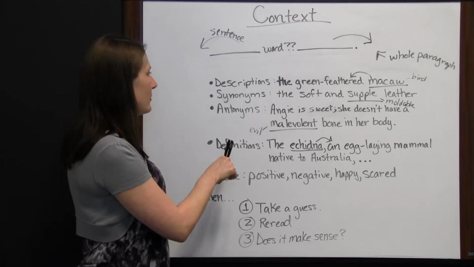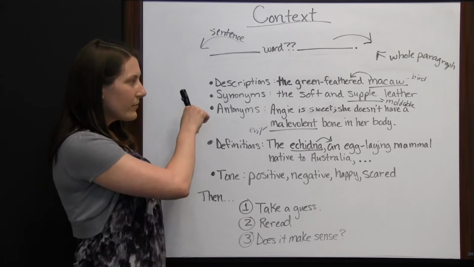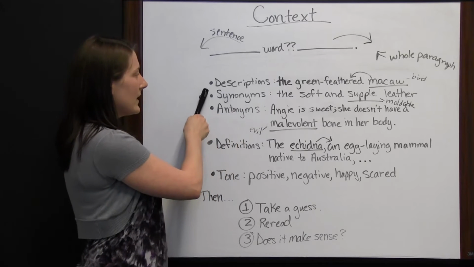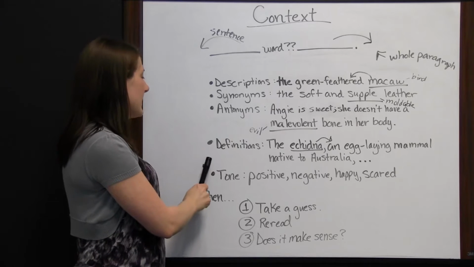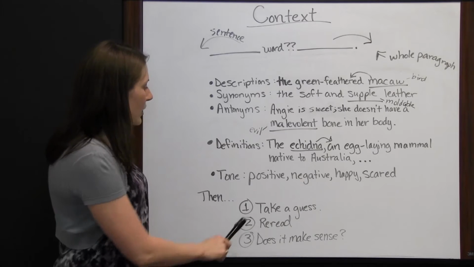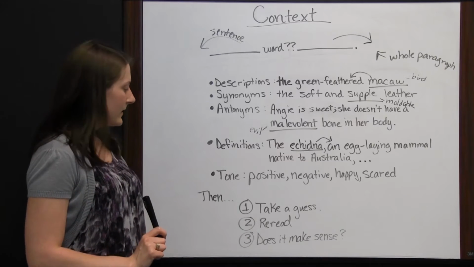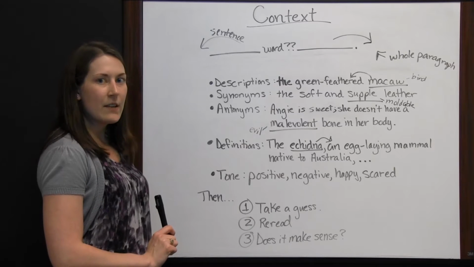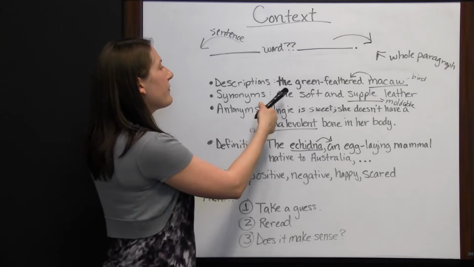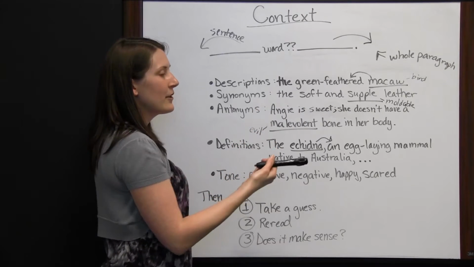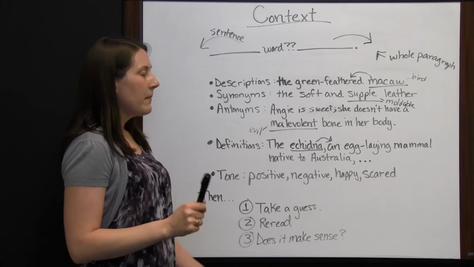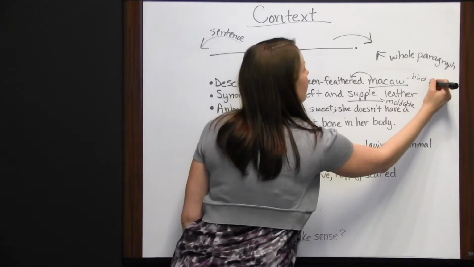So once you've looked at clues and you've tried to figure out, looking before and after the sentence your word is in, looking at the whole paragraph, seeing if you can find a description, a synonym, an antonym, a definition, or figure out the tone surrounding that unfamiliar word, you want to take a guess as to what the word means. And then you want to reread the sentence to see if it makes sense to you and ask yourself, does it make sense? So if we were to insert bird here, the green feathered bird, well, if it's something that has feathers and we have bird after it, that makes sense, so that one would work.